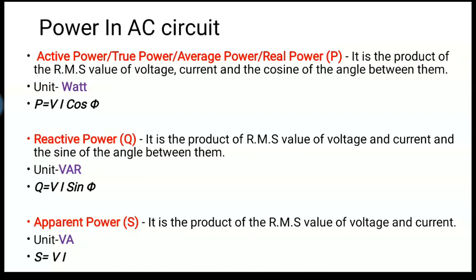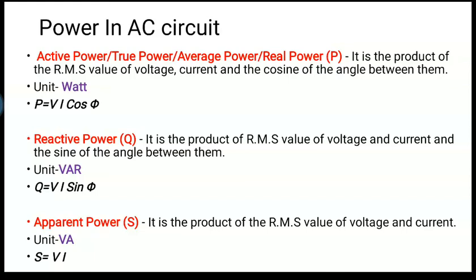So the first power is nothing but active power, which is also known as true power or average power or real power. Okay, it has many names, so just don't get confused. The most common name is active power. In the numerical, sometimes they ask to find average power also. So you have to find active power only. Okay.